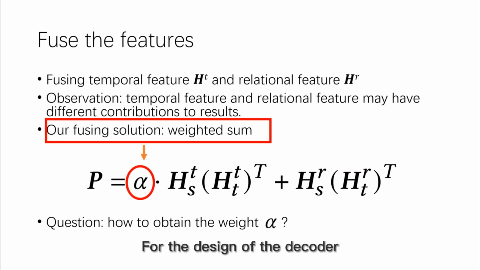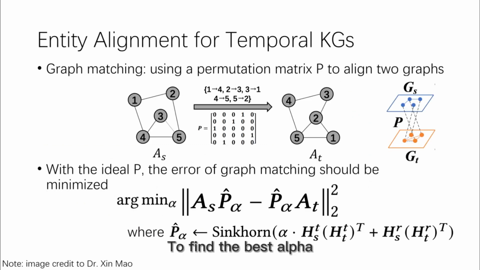For the design of the decoder, we have found that temporal features and relational features may have different contributions to the results, so we add a weight alpha to balance the two kinds of features. This incurs the last problem, that is how to decide this alpha. To find the best alpha, we transfer our problem into a graph matching problem. The process of graph matching is to find an optimal permutation matrix between two sets of nodes that can minimize the edge distance.